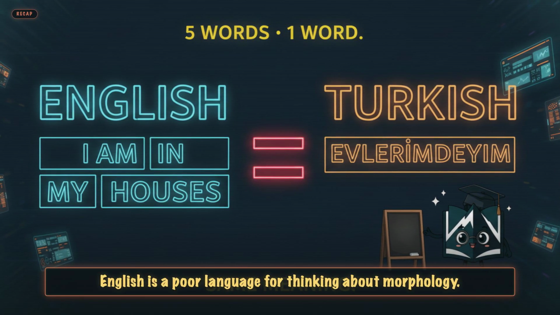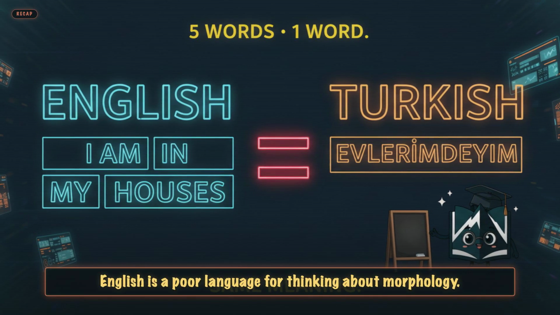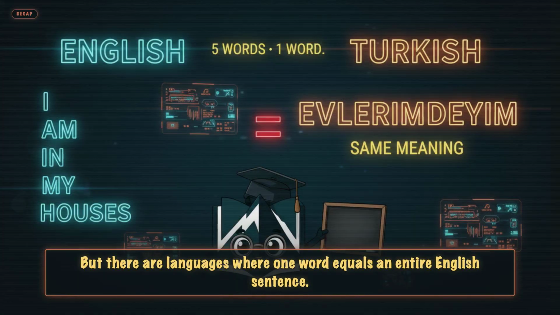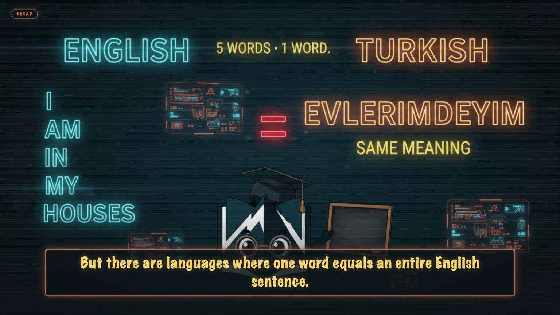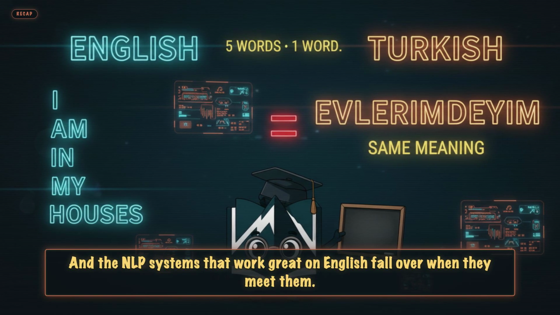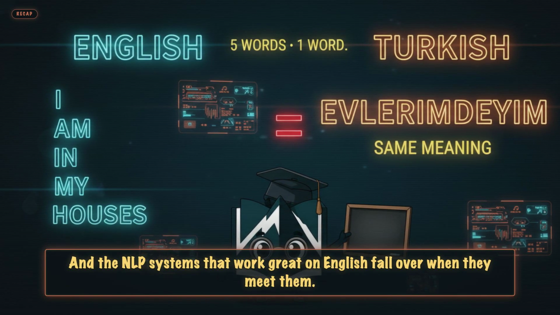English is a poor language for thinking about morphology. We just slap an S on the end and call it a day. But there are languages where one word equals an entire English sentence, and the NLP systems that work great on English fall over when they meet them.